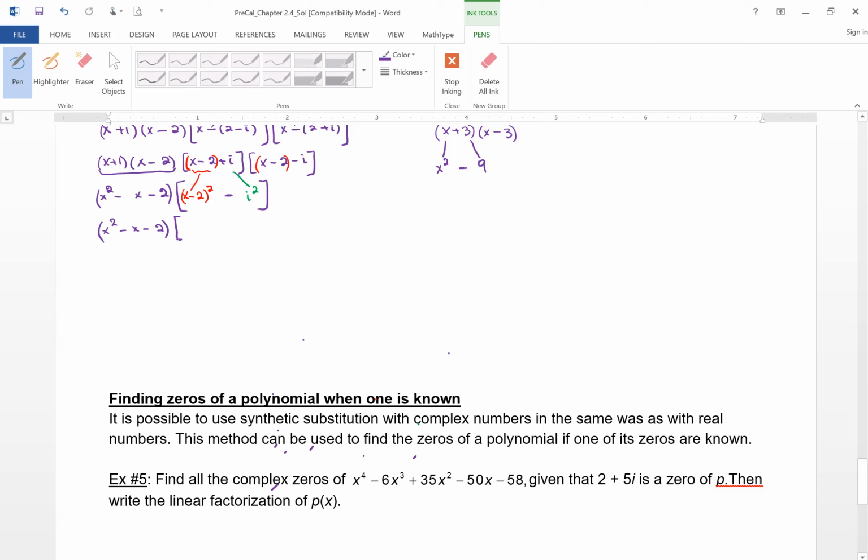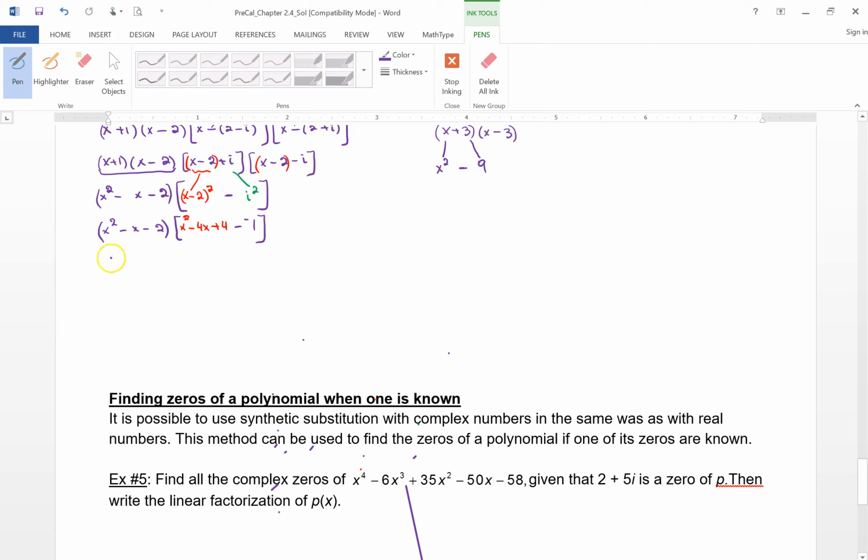let's square the red one, okay? I'll keep the color coding. When you square it, we're now in pre-calc. We do this very quickly, and we get what? x squared minus 4x plus 4 minus, what's i squared? Negative 1. So in the end, it'll be plus 1.